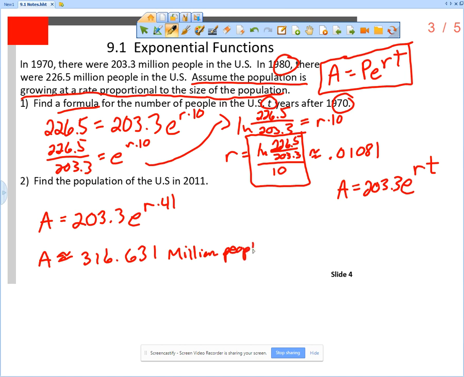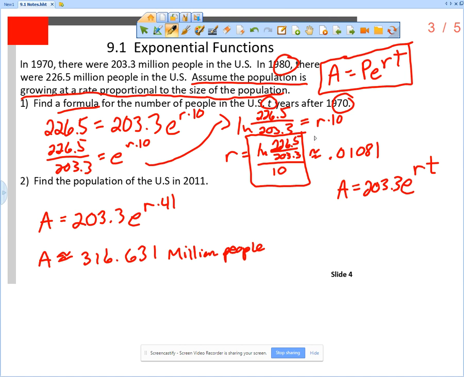Now, some people would say, well, you can't have a decimal for people. Well, yeah, you can, because this is 316.631. That would be 316,631,000. So you're really estimating to the nearest thousand. Sorry, not thousandth, the nearest thousand people when you're writing it like that. All right, so really just a pre-calc question.